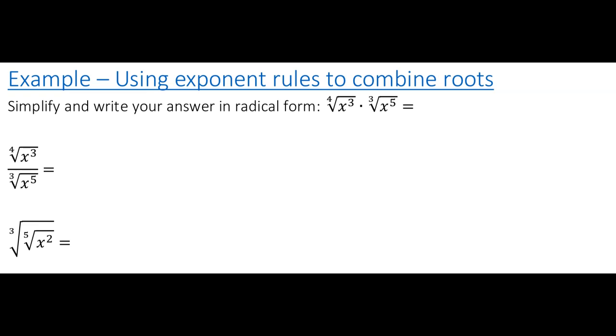So for this first one, we have a fourth root of x cubed, which can be rewritten as x to the 3/4. Remember that the root is always going to go in the bottom of the fraction. We're multiplying that by the cube root of x to the 5th, which can be rewritten as x to the 5/3. Exponent rules say that you can combine those two by adding exponents, 3/4 plus 5/3.